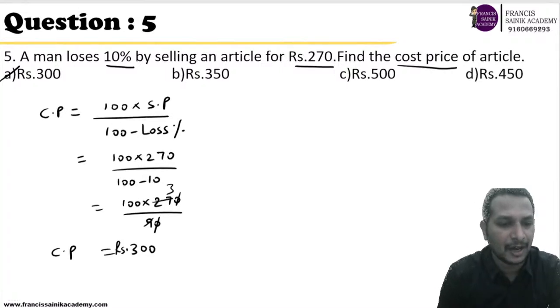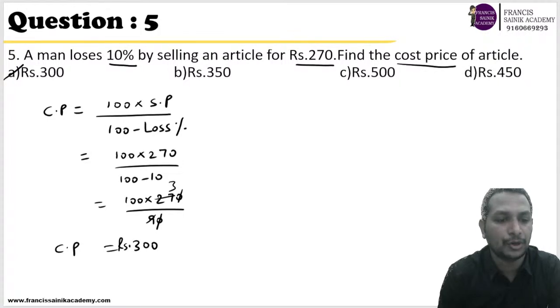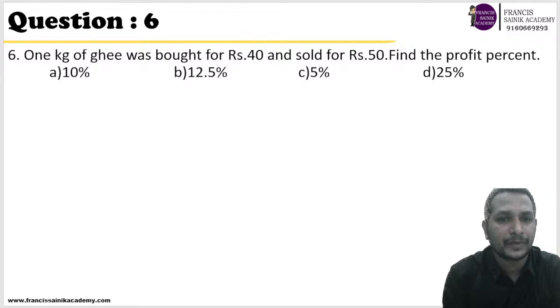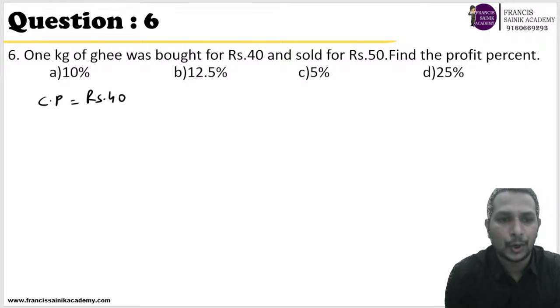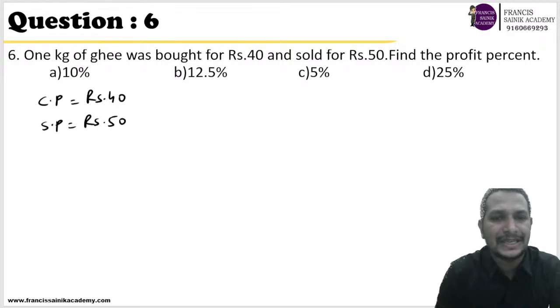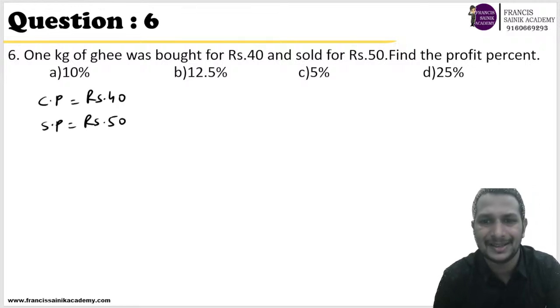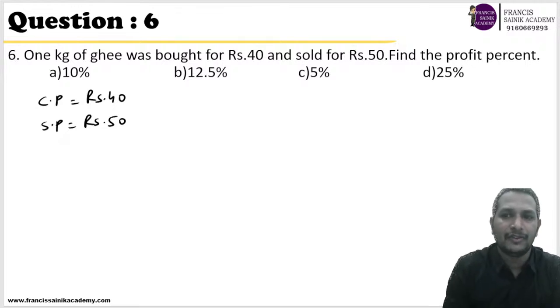Now, coming to the next question. Question number 6. Here, 1 kg of ghee was bought for rupees 40, which is the cost price, and sold for rupees 50. The cost price of the ghee is given as 40 rupees and the selling price of the ghee is given as rupees 50. Find the profit percentage.